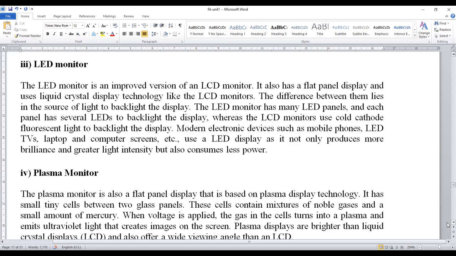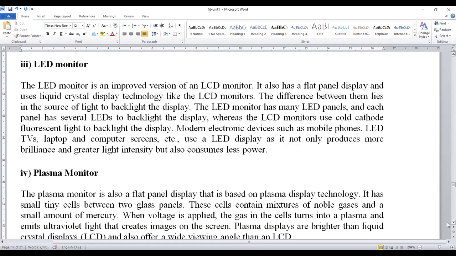Modern electronic devices such as mobile phones, LED TVs, laptops, and computer screens use an LED display as it not only produces more brilliance and greater light intensity, but also consumes less power. So this is an LED monitor.